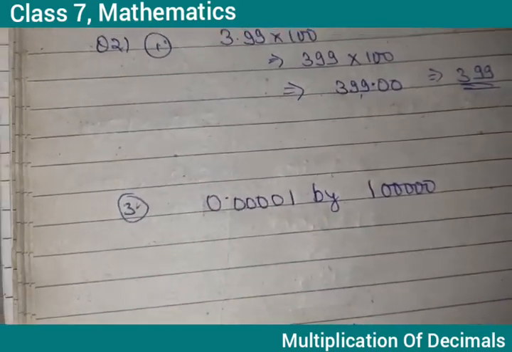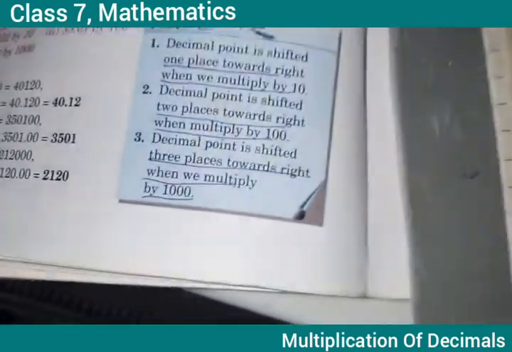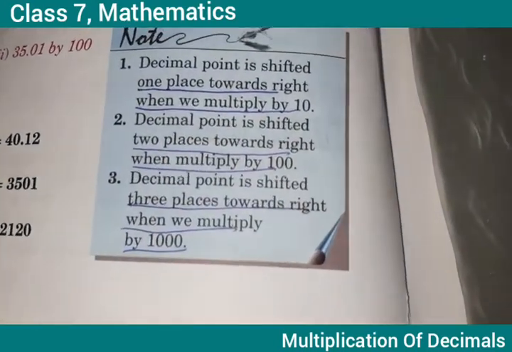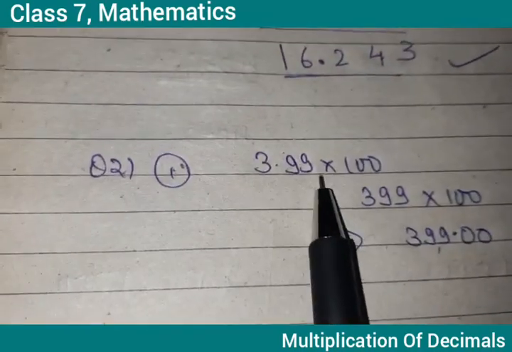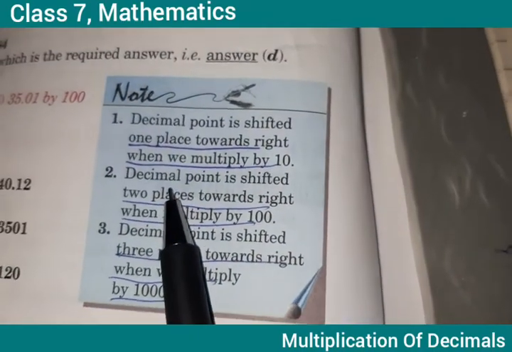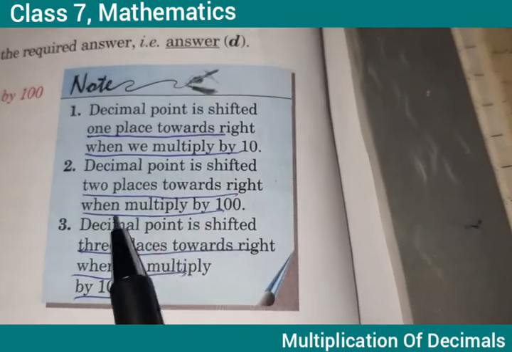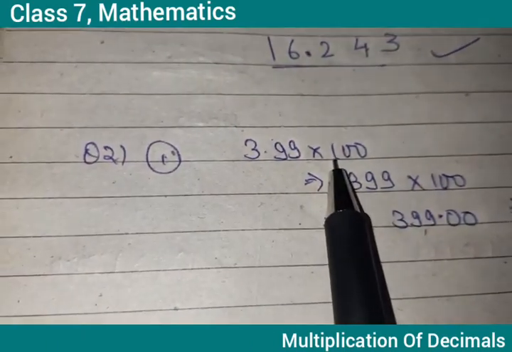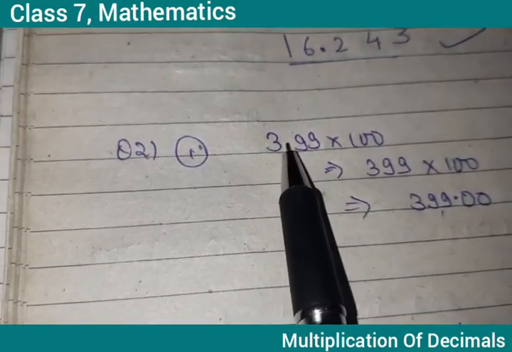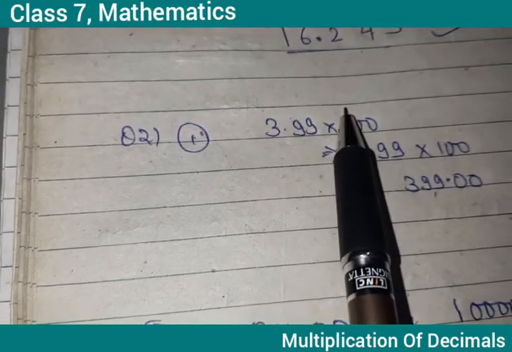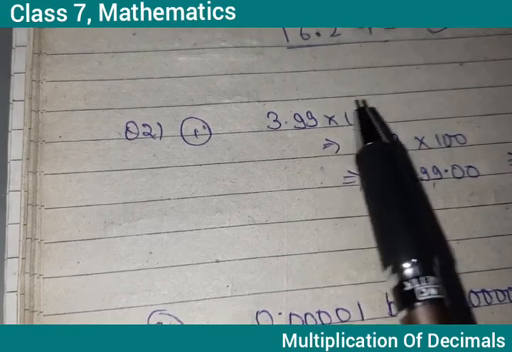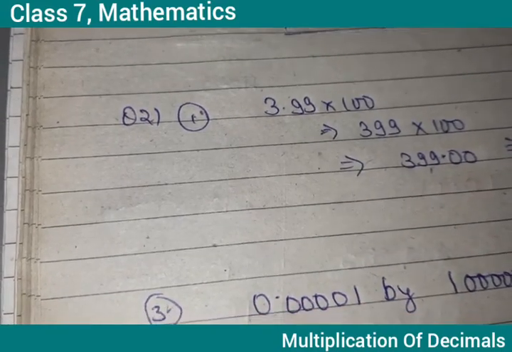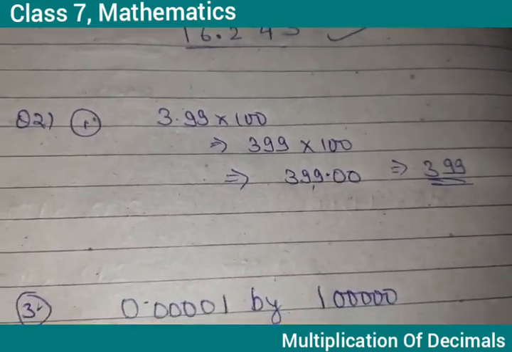But do remember what we just learnt here, that means you can tell the answer directly also, that the answer will be 399, because here we saw the decimal point is shifted 2 places towards the right when we multiply by 100. We are multiplying by 100, the decimal point will shift 2 places towards the right, that means 399. See, when this decimal point goes this side, the answer will be 399. That means you can take your answer directly also.